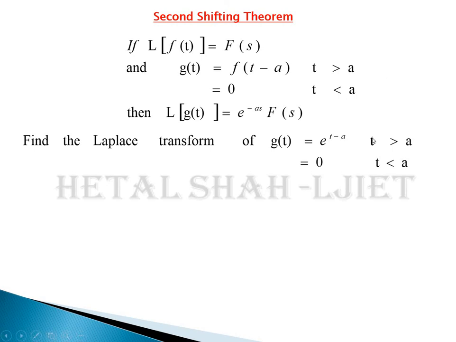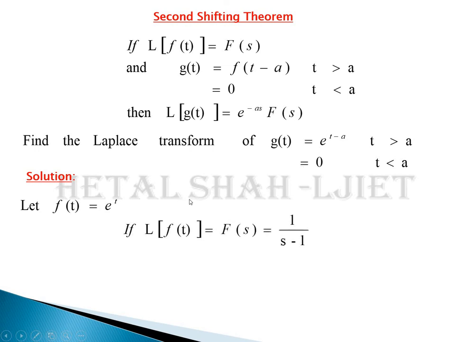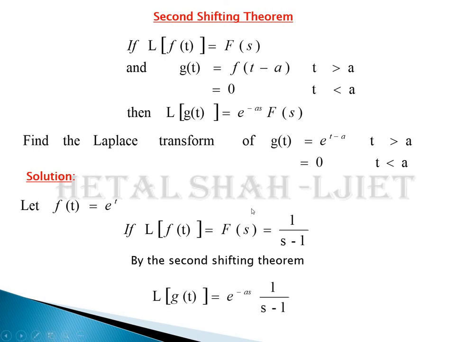This is our example. Now find the solution. Here for this, what is our function of t? Our function of t is e raised to t. As per the second shifting theorem, Laplace of f of t is F of s, and Laplace of e raised to t is 1 upon s minus 1. So by the second shifting theorem, Laplace of g of t is e raised to minus as into F of s, that is e raised to minus as upon s minus 1. This is our final answer.